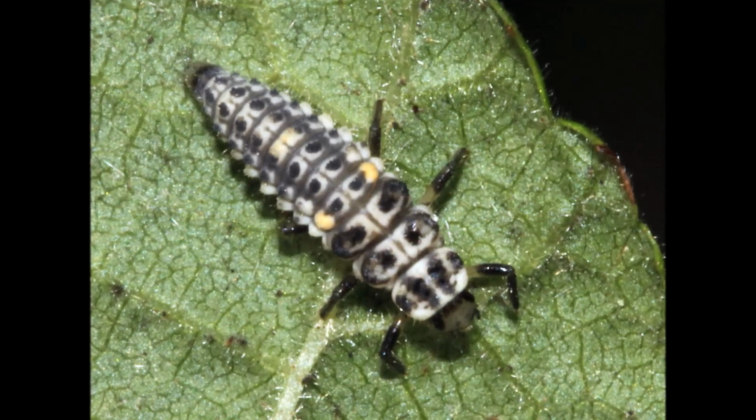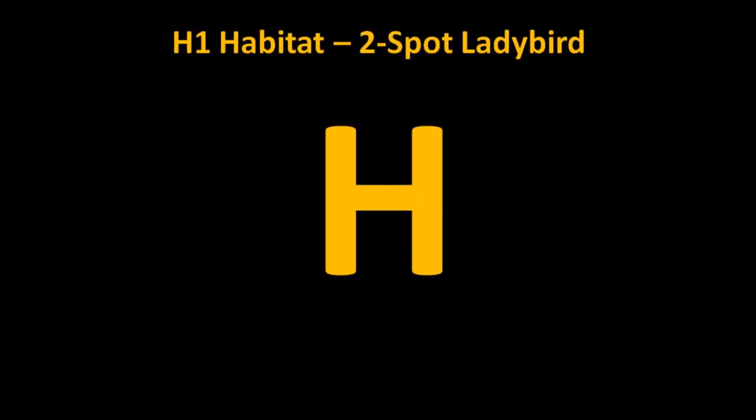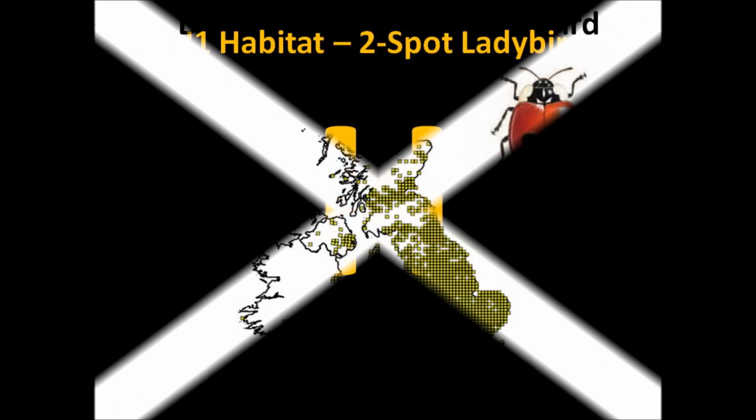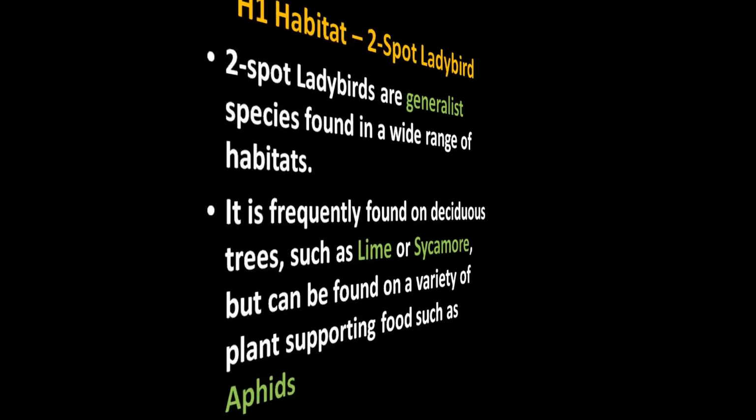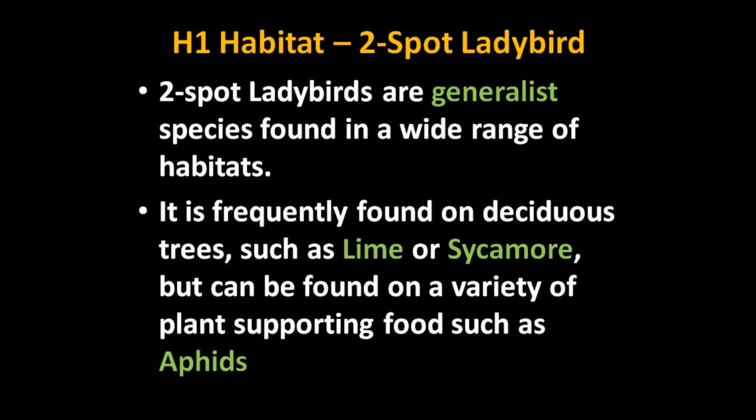Our native 2-spot ladybirds are very much a generalist species found in a wide variety of habitats. They are frequently found on deciduous trees such as lime or sycamore, but can be found on a variety of plants supporting food such as aphids, including creeping thistle.